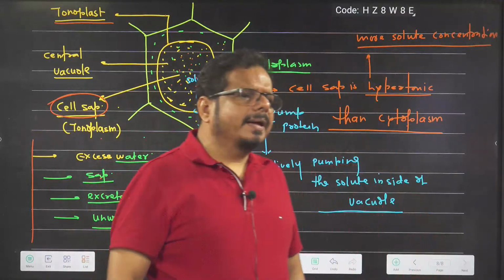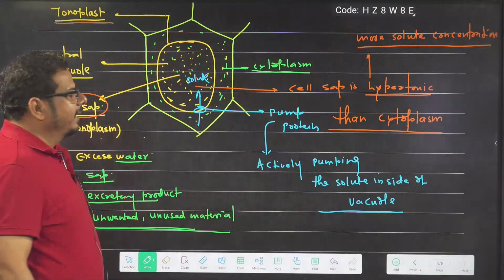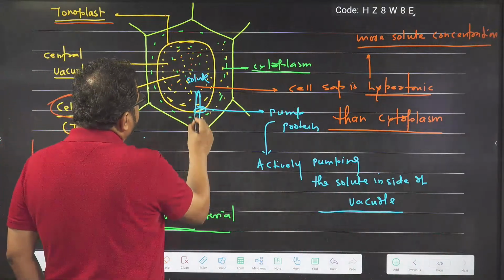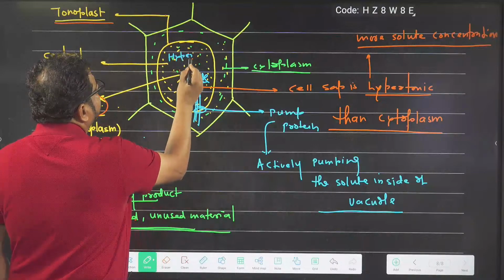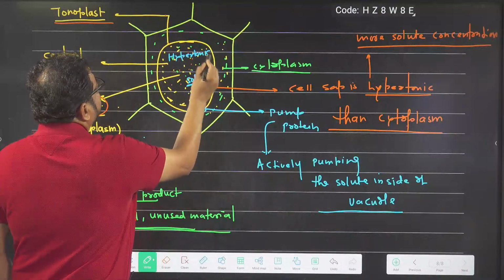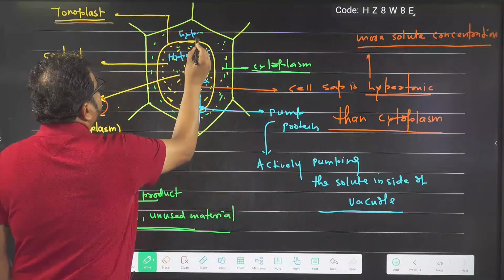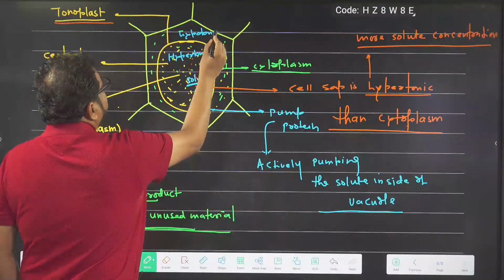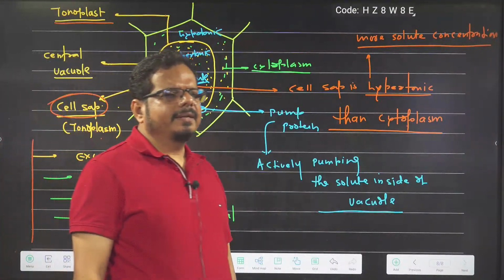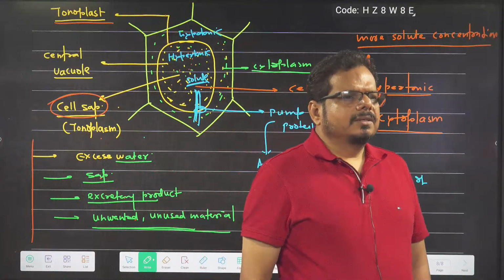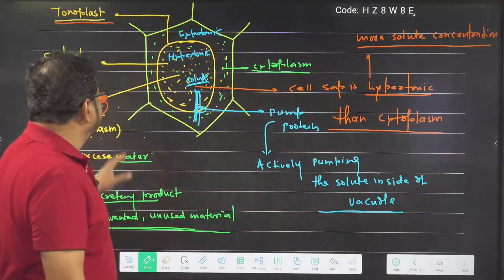Proton pumping occurs by the lysosome, and here solute pumping occurs by the vacuole, and that is the reason the inside is hypertonic and the outside is hypotonic, with less solute concentration. It is due to pumping of the solute inside the vacuole. Are you getting the idea? Clear in the mind? So this is about the large central vacuole.